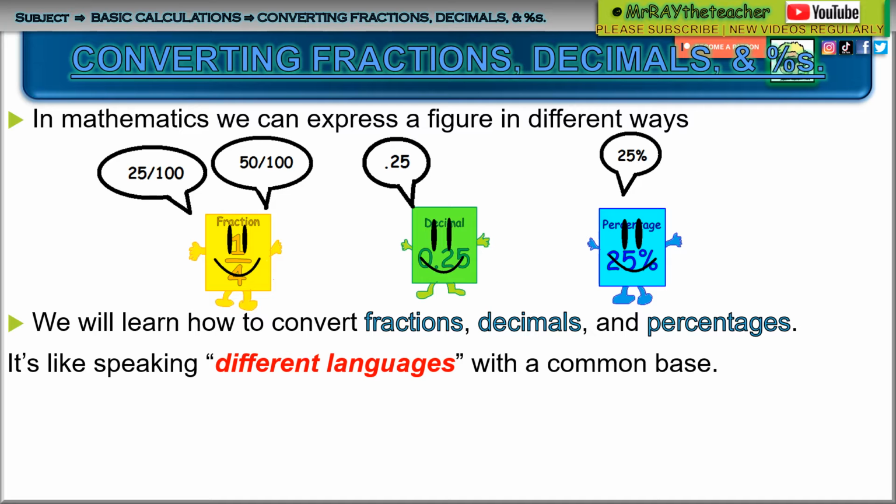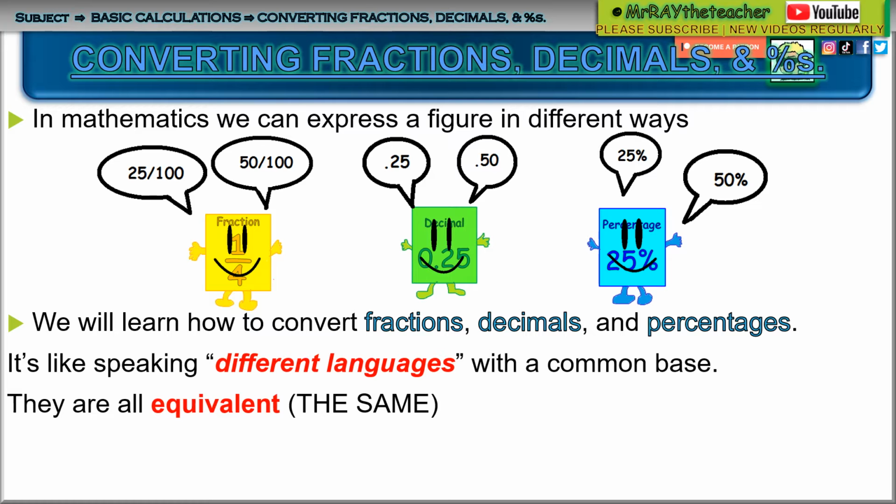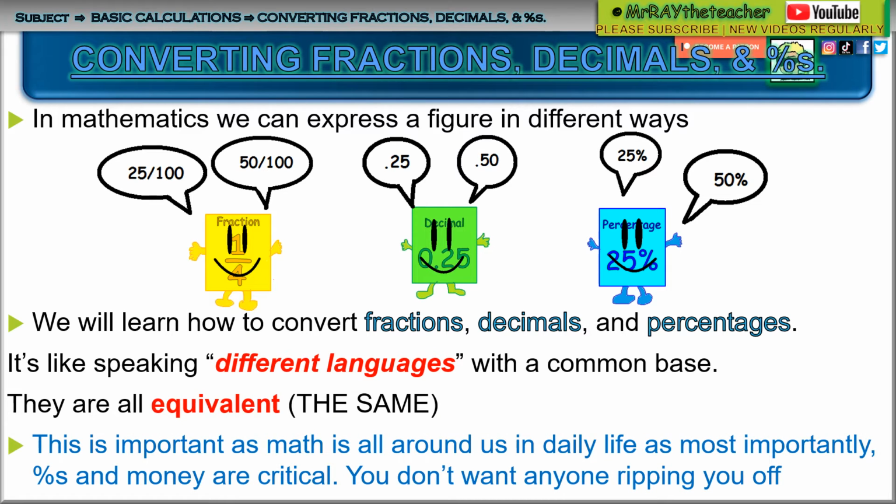Well, there you go. 50 out of 100, 0.5, and 50%. It's another one, and for the fraction, that'll be a 1/2. So what's that all about? They're equivalent, so that means they're worth the same value. And this is important as math is all around us in daily life, and most importantly, percentages and money are critical. You don't want anyone to be ripping you off.